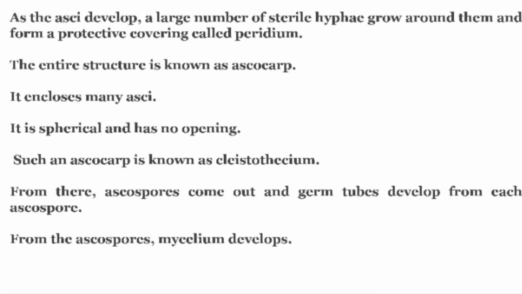The diploid nucleus first divides meiotically and forms 4 haploid nuclei. Each haploid nucleus divides mitotically and thus 8 haploid nuclei are formed. Each nucleus later on gets surrounded by cytoplasm and develops a wall. Thus, 8 haploid ascospores are formed in each ascus.